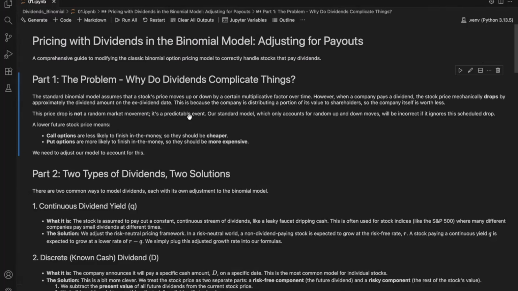A standard model, which only accounts for random up and down movements, will be fundamentally incorrect if it ignores this known leakage of value from the stock price. A lower expected future price has a direct and predictable impact on option values. Call options, which give the right to buy, become less valuable. They have a lower chance of finishing in the money, so the price should be cheaper. Put options, which give the right to sell, become more valuable. They have a higher chance of finishing in the money, so the price should be more expensive. To be accurate, we absolutely must adjust a model to account for these payouts.